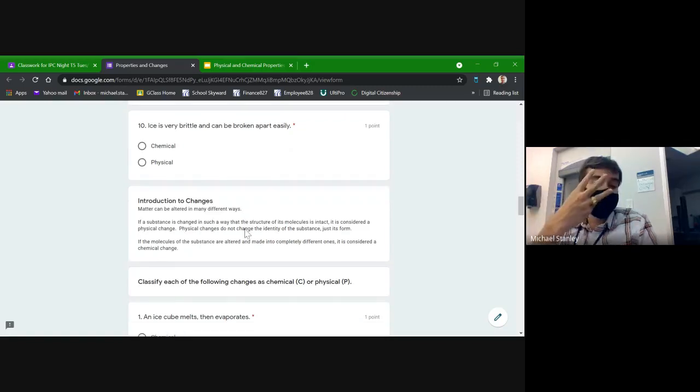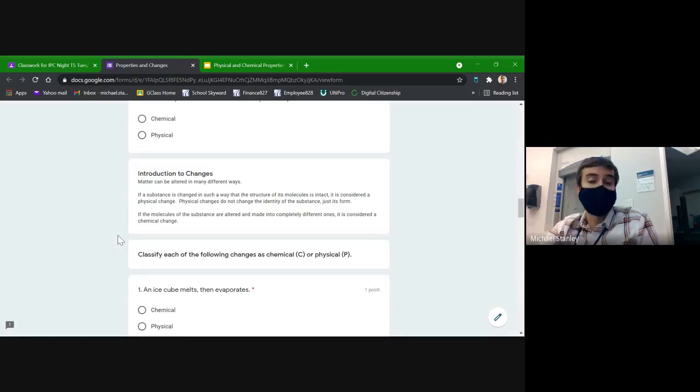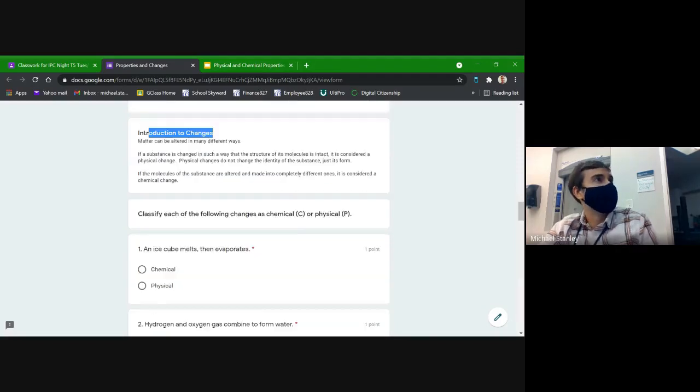And then the third part is a little bit longer, but it's basically the exact same setup. Except instead of answering questions about properties, you're answering questions about chemical or physical changes. So it has a little bit of an introduction type part. And then each one of these you'll classify as a chemical or a physical change.